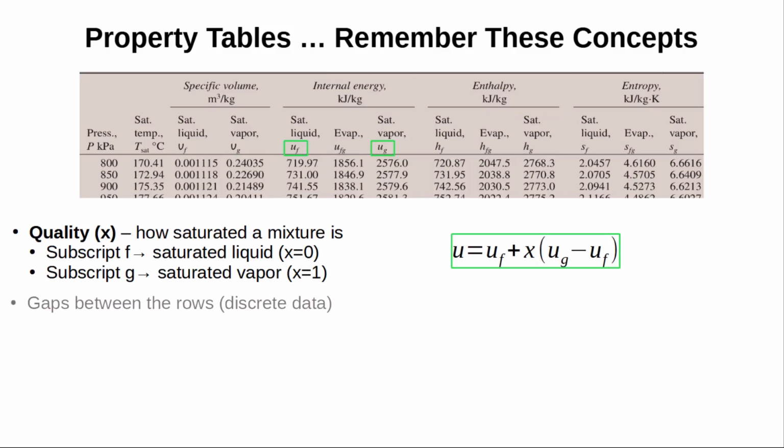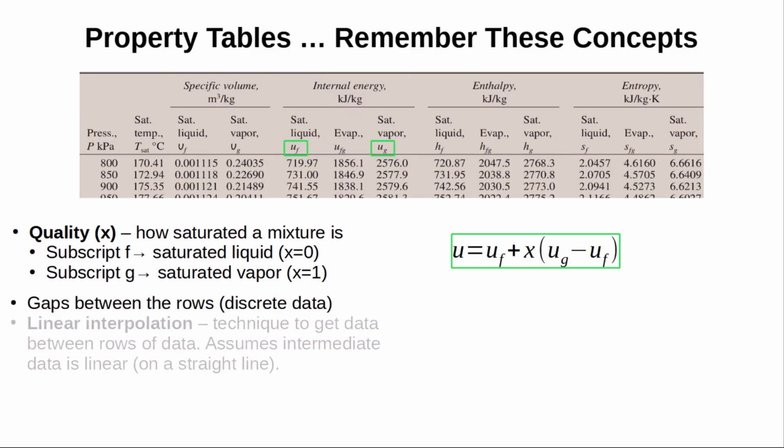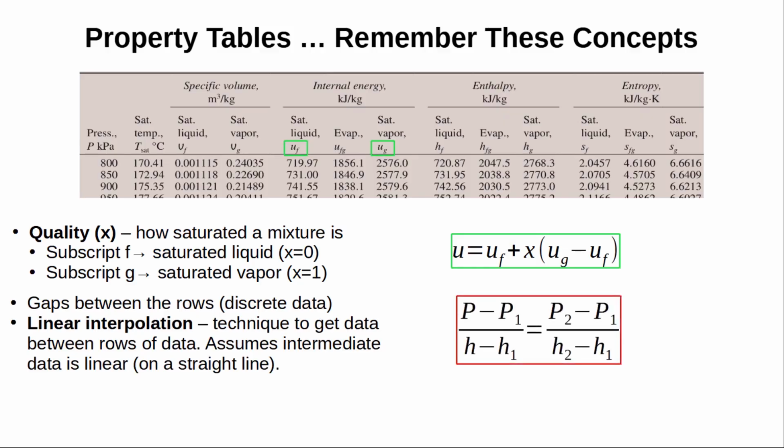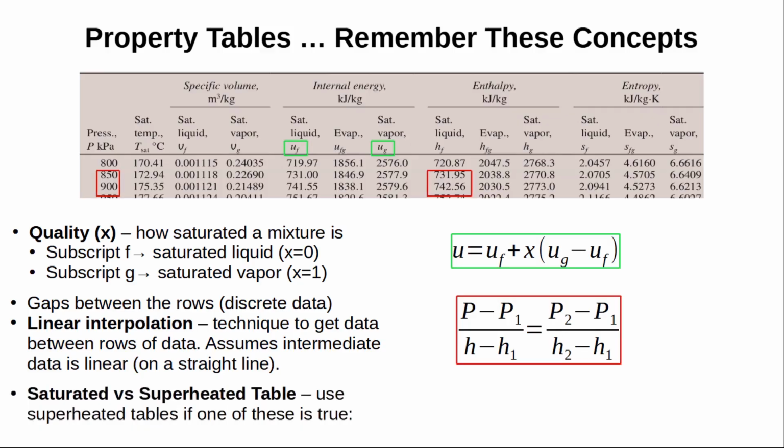Since the data isn't continuous, we also use linear interpolation to get the intermediate data between table rows when necessary. That sort of math would look something like this, depending on your exact situation. Lastly, there's two forms of property tables, the saturated table and superheated table. You'll use the superheated table if one of these conditions is true. Let's demonstrate these concepts with some examples.